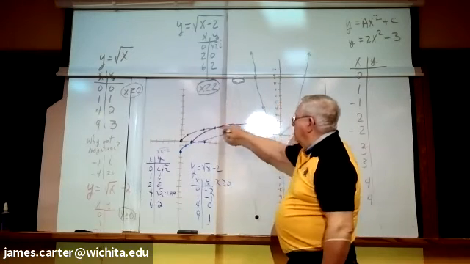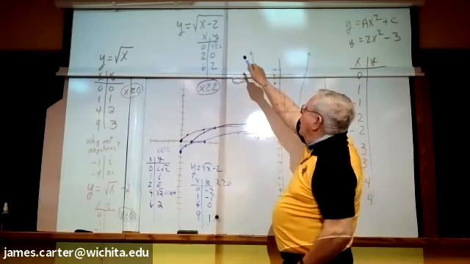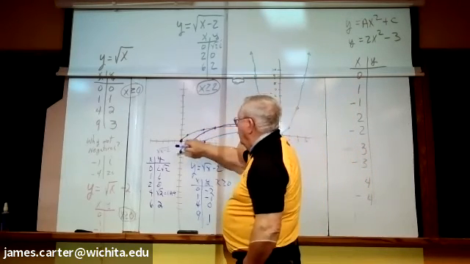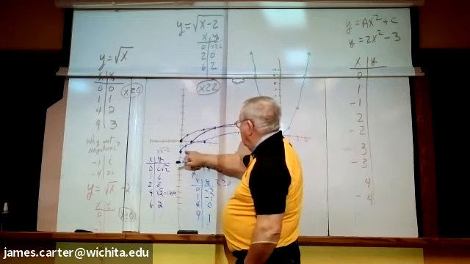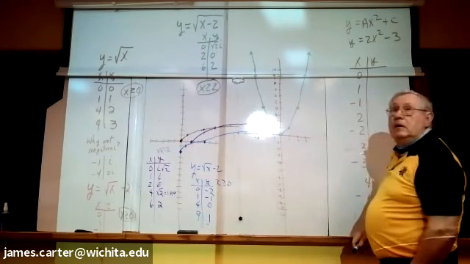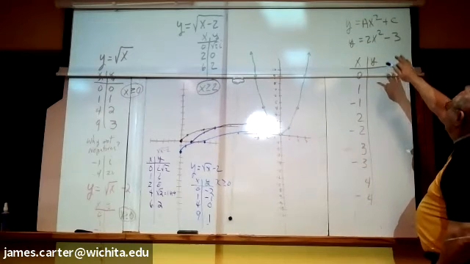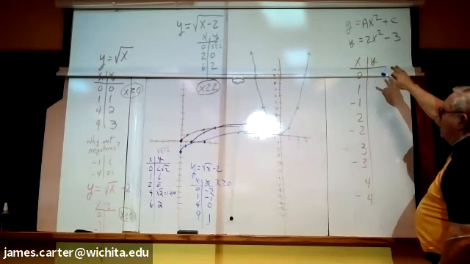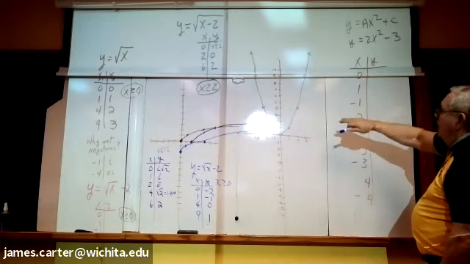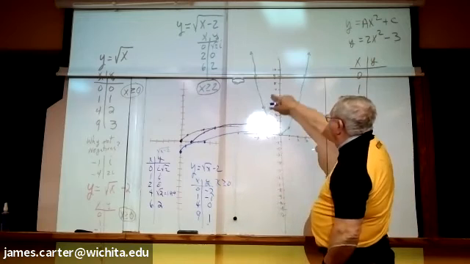So I drew that purple one a little too steep. So you see the effect of inside, shift left or right, outside, shifts up or down. Here we have a parabola, the basic form, and our parabola in particular. Okay, I have the basic form parabola right here, y equals x squared.